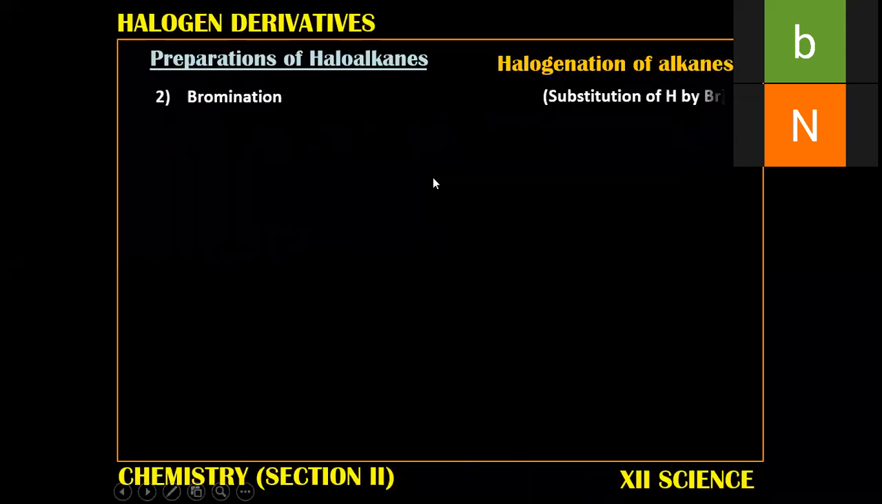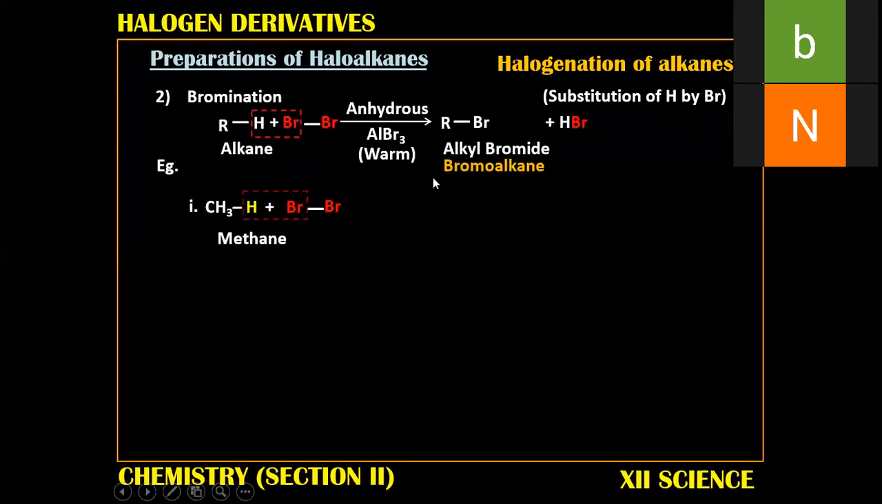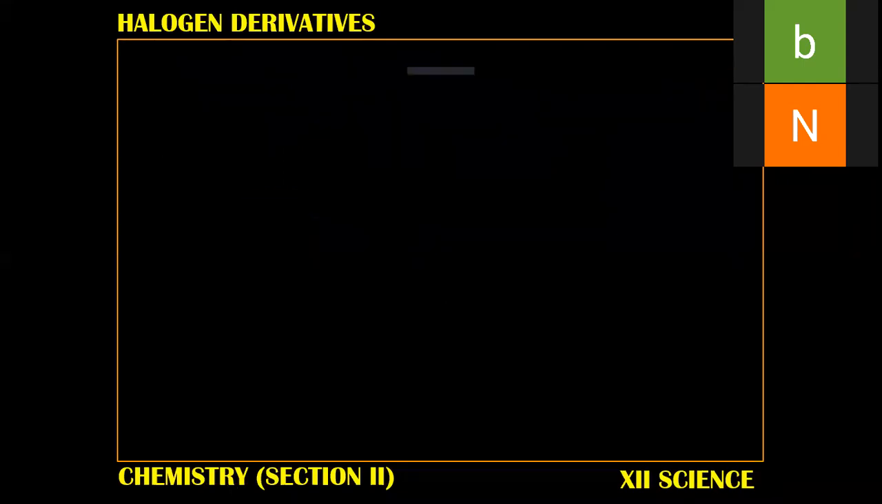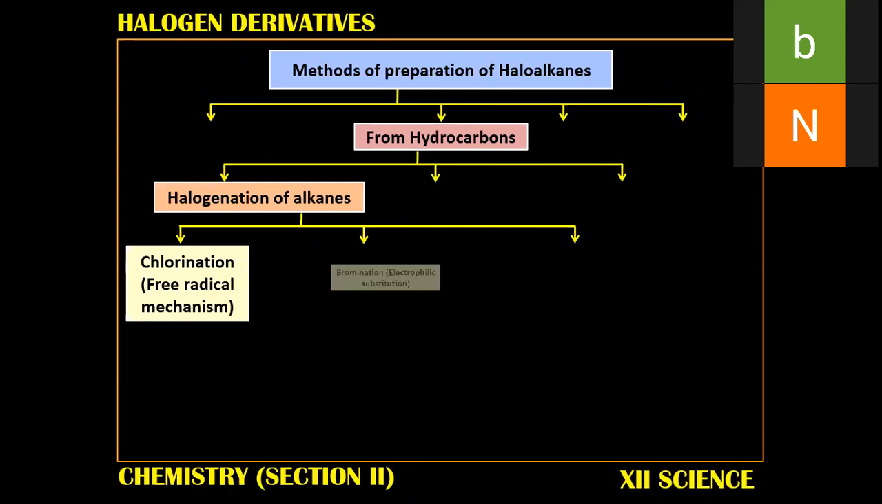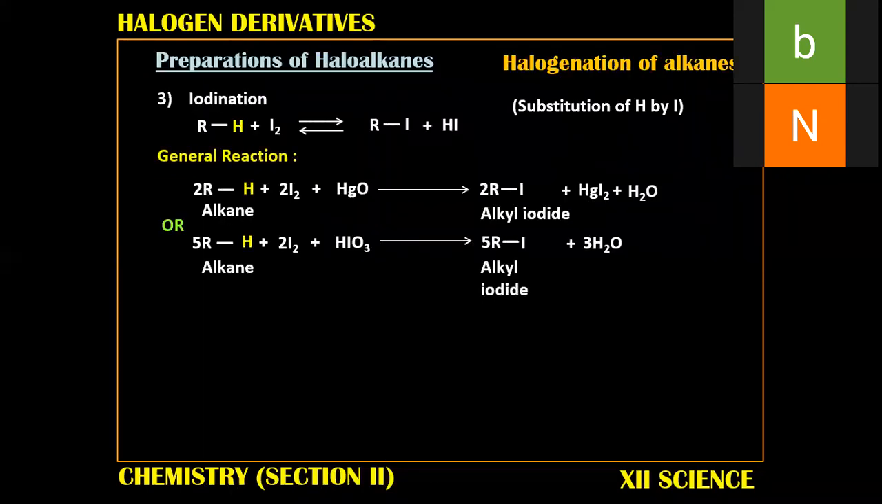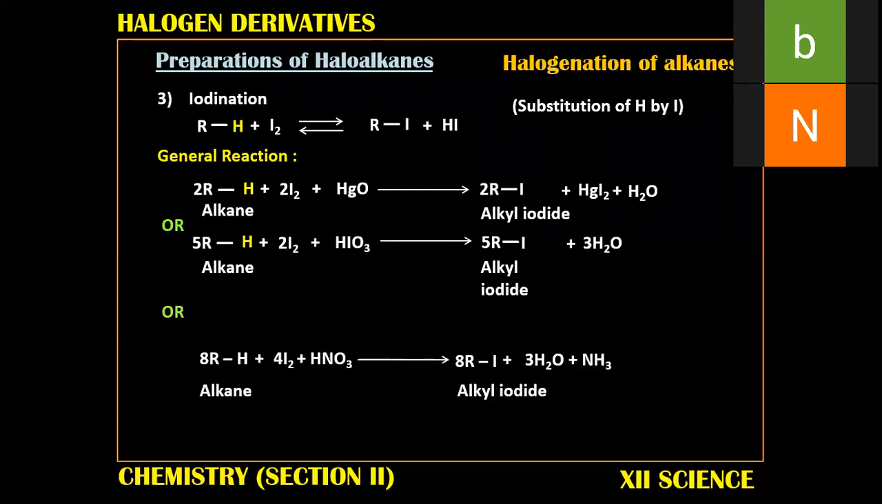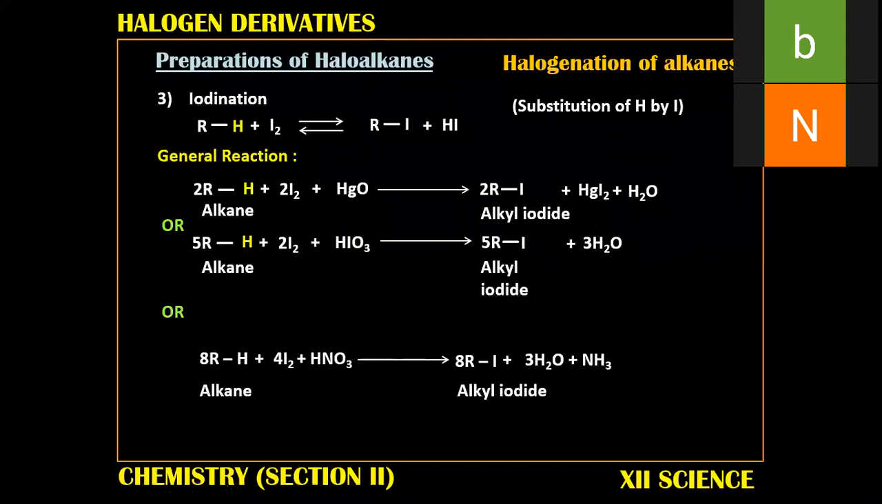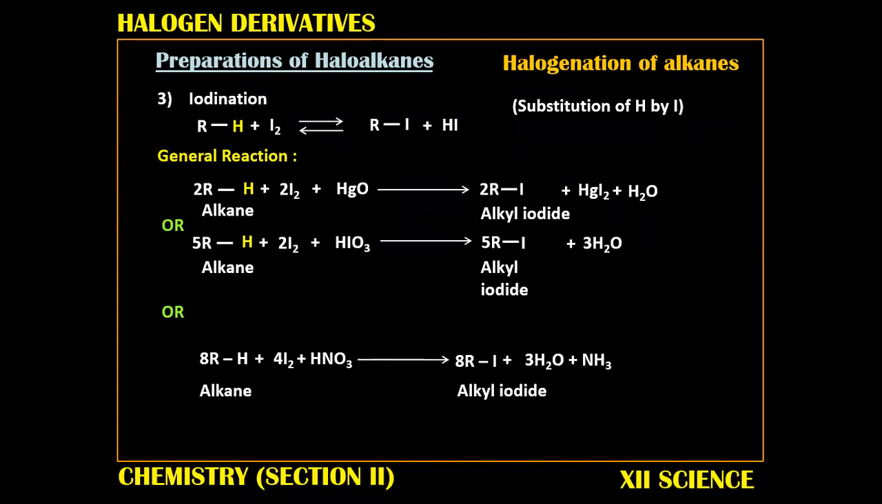Bromination, we have to use anhydrous aluminum bromide. Iodination, I told you, is a reversible reaction. Therefore, to prevent the backward reaction, we carry out the reaction in presence of HgO, HIO3 or HNO3. All three.